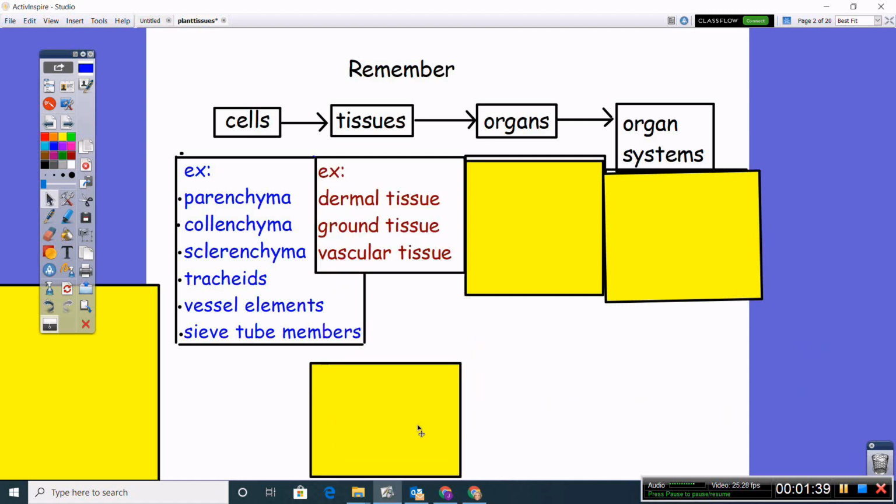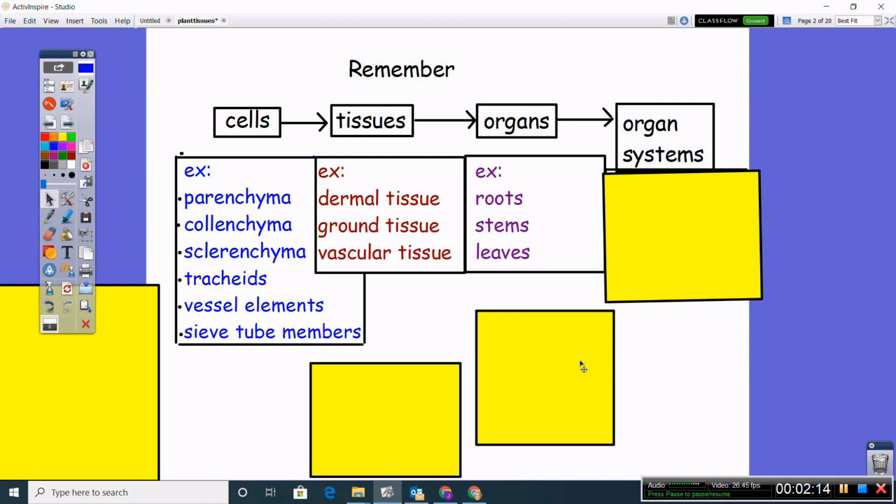The three types of tissues that we're really going to focus on today are going to be dermal tissue, ground tissue, and vascular tissue. So dermal tissue, you can imagine, has to do with the plant coverings, like an epidermis, okay? Vascular tissue, you already heard about that. That's going to be things like your xylem and your phloem. Ground tissue, for what we're going to talk about today, is kind of like a filler, but we'll talk more about that tomorrow.